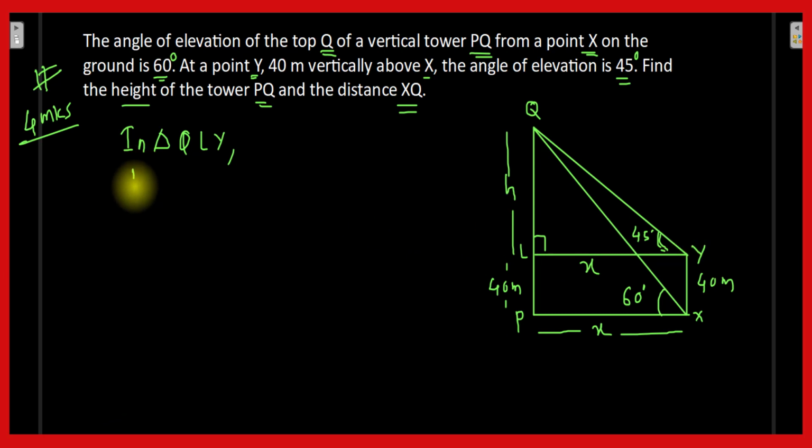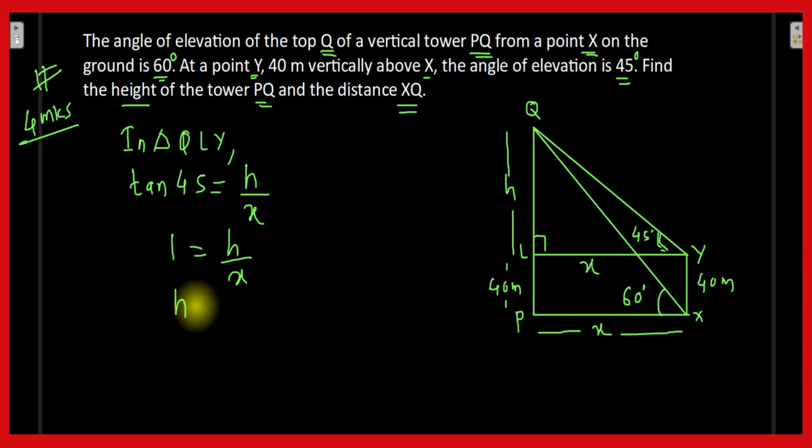So tan 45 is equal to opposite, which is H, upon adjacent, which is X. Tan 45 is 1, which is equal to H upon X. So take X to this side and we will get H is equal to X, or X is equal to H. Let this be number 1. So this X is nothing but H. This is also H, so this will also be H.